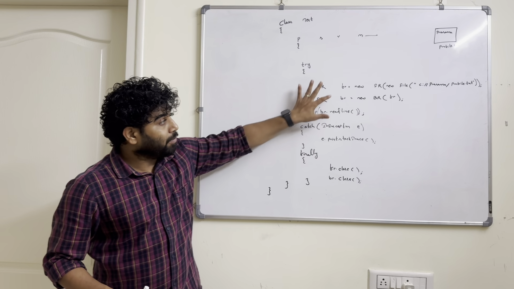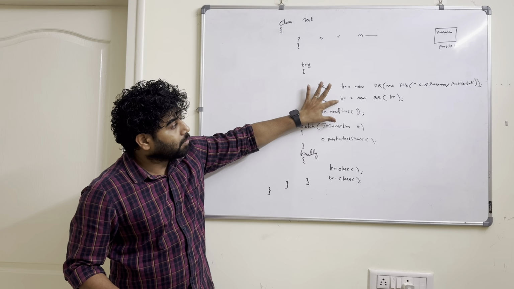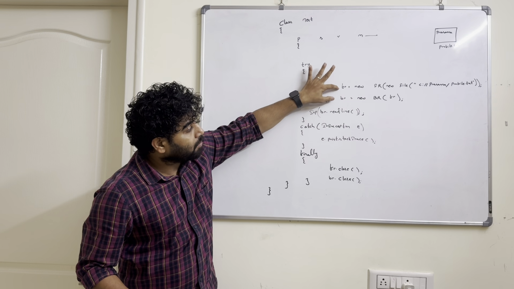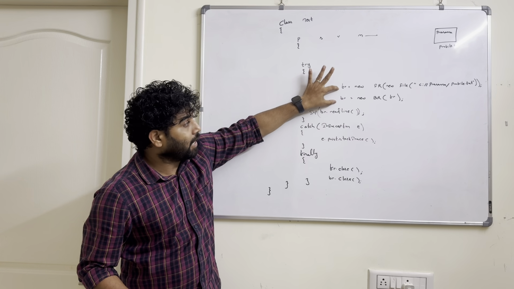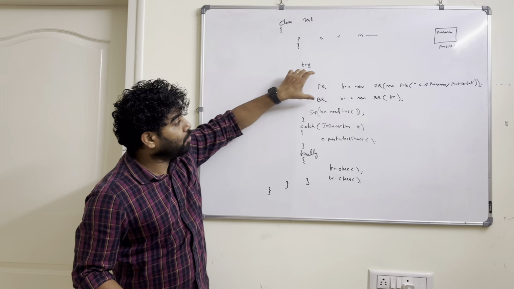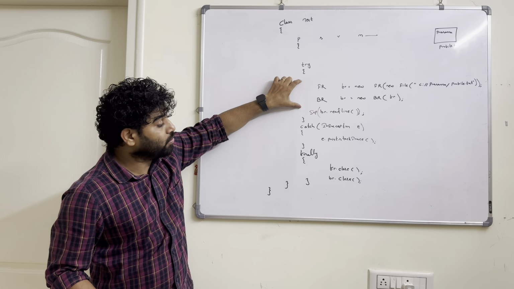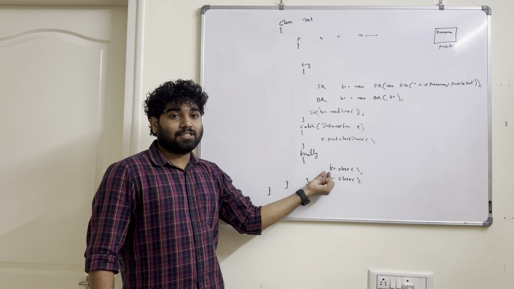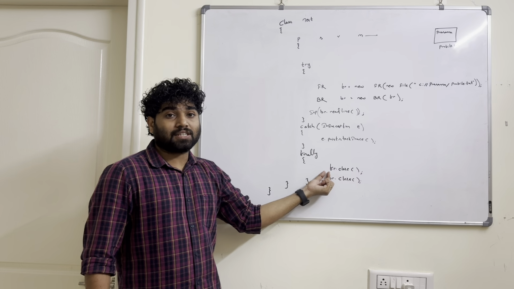See, this is how I am creating this file reader object and buffer reader object. If you see here, this file reader object and buffer reader object itself is a local variable to this try block. So that is why you cannot access this FR here.